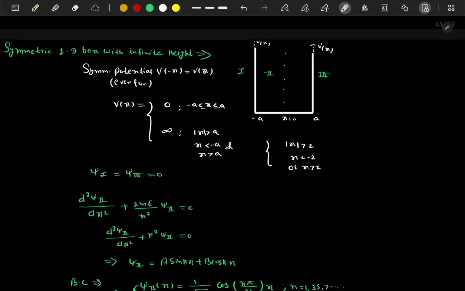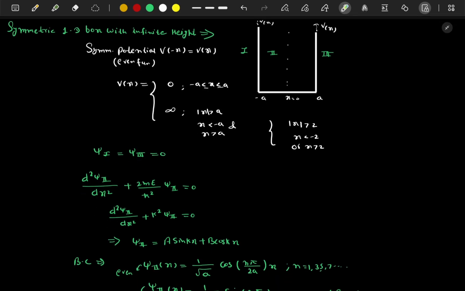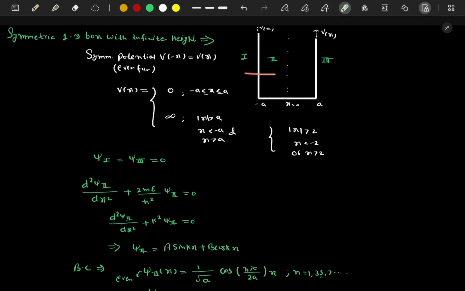Now we have a symmetric 1D box with infinite potential. So this is an infinite potential in a symmetric box. How will we write this? The potential is 0 inside and infinite outside.